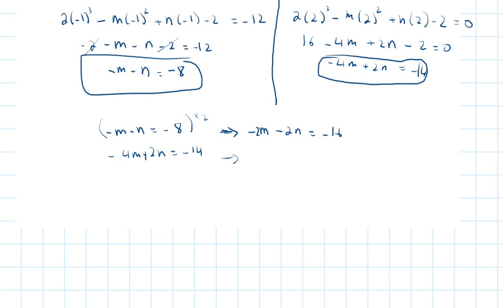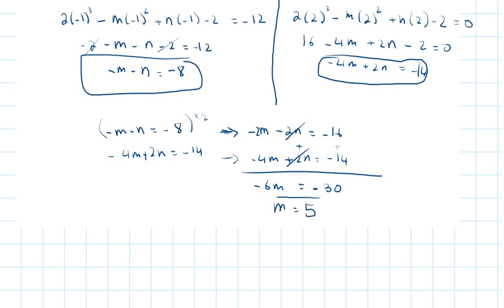So that's going to be negative 2m minus 2n equals negative 16. And then my second equation is going to stay the same. Now I can add both of these equations. So negative 2m minus 4m, that's negative 6m. And then this and this, they're going to cancel each other. That's why it's called elimination. Negative 16 plus negative 14, that's going to be negative 30. And then now I can divide by negative 6, so m equals 5.